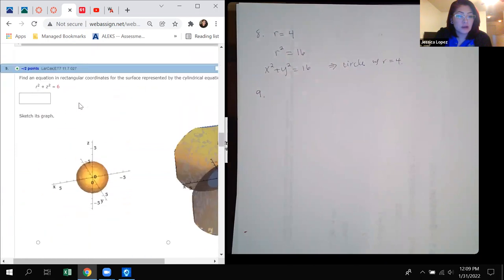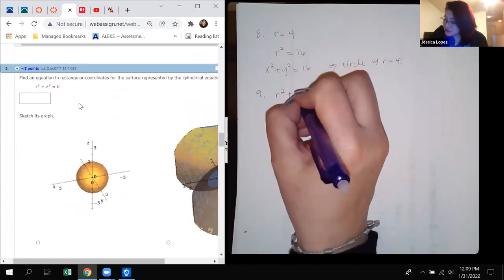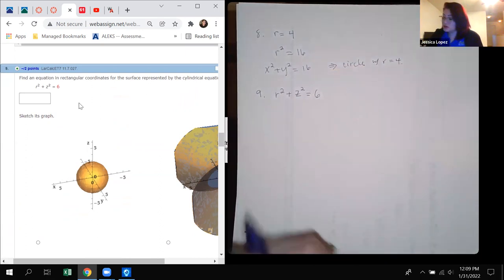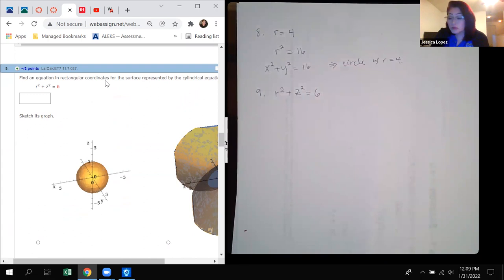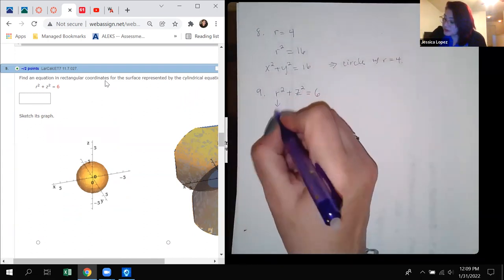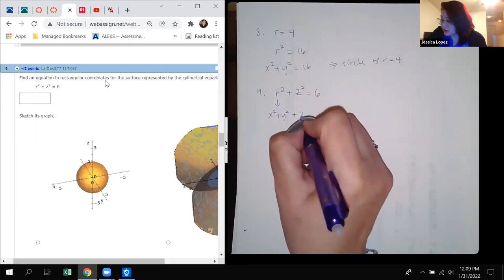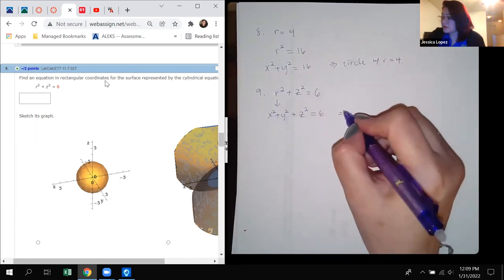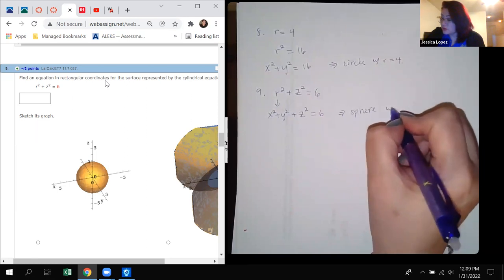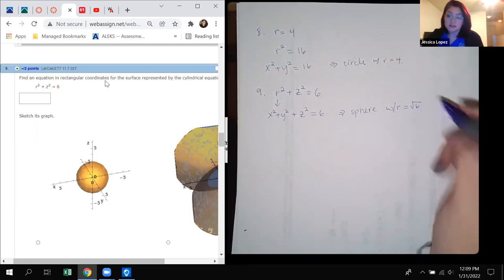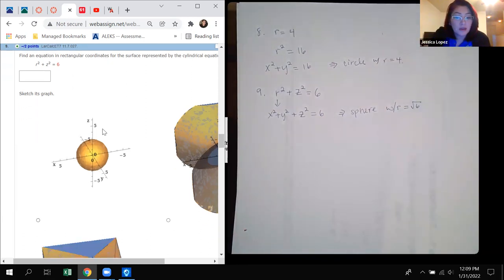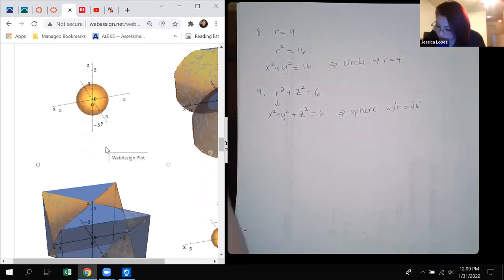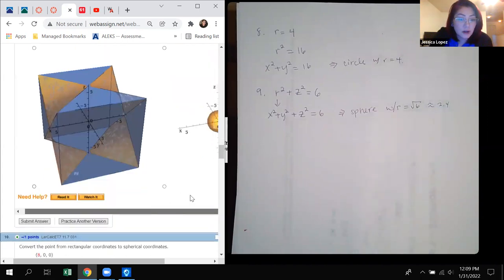Okay, moving on. We have number 9, r squared plus z squared equal to 6. It wants me to find an equation in rectangular coordinates. I do know that r squared is x squared plus y squared, and I also have the z squared term and the 6. Because I have all three variables, this is a sphere with radius equal to the square root of 6, because 6 is not a perfect square. The square root of 6 is about 2.4.